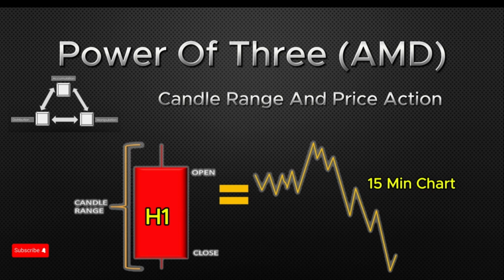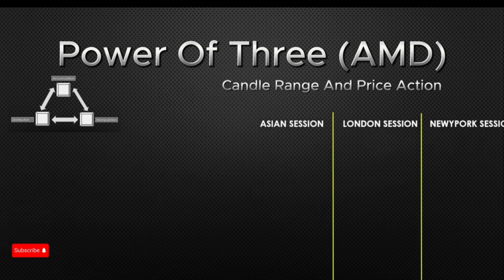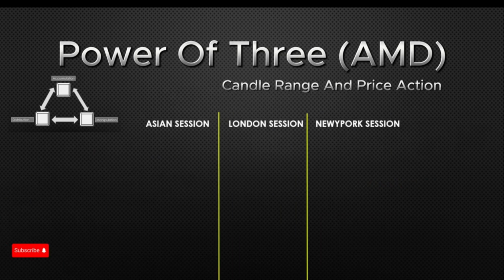Each time frame tells its own story. When you understand the relationship between these time frames, you can start to see patterns, such as how liquidity is taken and where accumulation or manipulation might happen next. For example, if the price has just completed the accumulation phase during the Asian session, you might expect manipulation during the London session and distribution during the New York session. This is the typical AMD model in action, but there are important variations to watch out for.